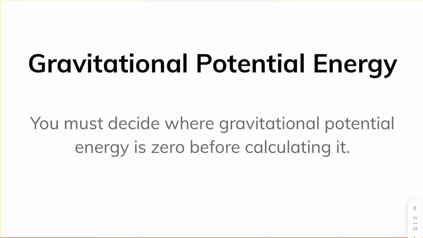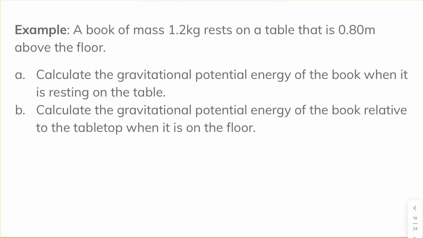A key component of solving problems involving gravitational potential energy is you must decide where gravitational potential energy is zero before you start calculating it. So you're creating a reference point, or in similar situations with springs, we create an equilibrium point. You define in the problem where gravitational potential energy is zero, and then you do all your calculations based off of that.